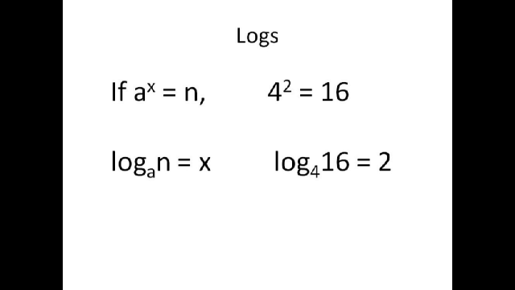If a to the x equals n, log a of n equals x. And the way I remember this is that the first one stays the same, so in both cases your a is in the same place at the front, and then the other two swap places. And we've got an example on the right, so if 4 to the 2 is 16, log 4 of 16 equals 2, and you can check that on your calculator and you'll see it's right, and it's right for all numbers, because that's the rules of logs.